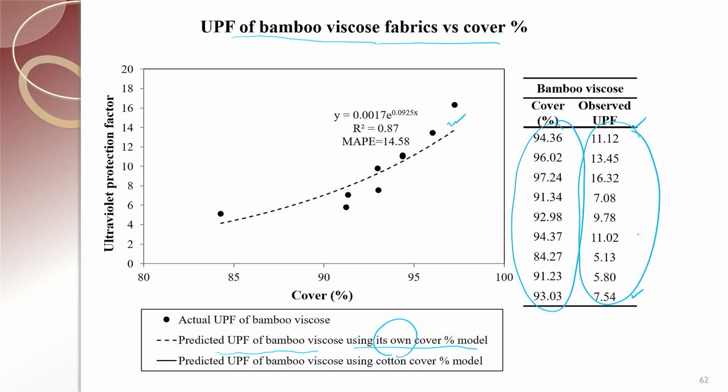Here the mean absolute percent error is 14.54%, which is less than the cotton's which was shown earlier, 18.15. So, here it is a little bit improved, but still it is not that low, because the regression R square is 0.87. The solid line shows the predicted UPF value of bamboo viscose using the cotton model.